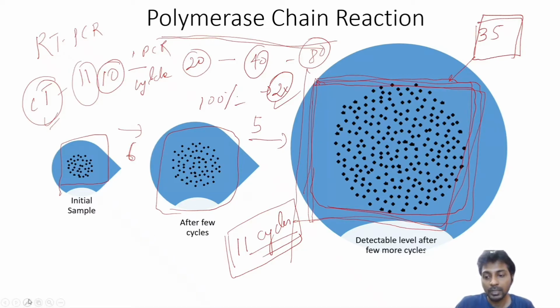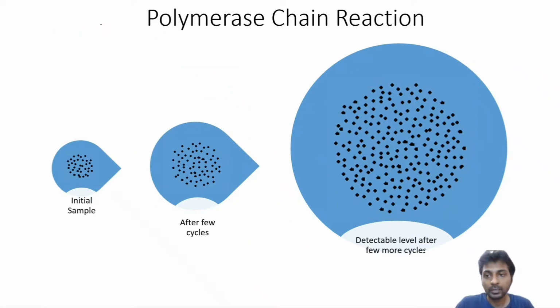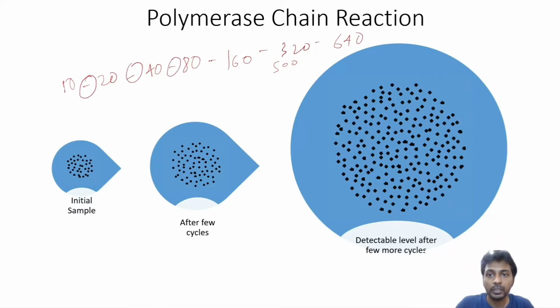Again, I'll explain how. Let's say from a person we extract 10 DNA sequences, okay? And let's say the threshold is 500. So after the first cycle, we'll have 20. After the second, 40, 80, 160, 320, 640. How many cycles did we need? 1, 2, 3, 4, 5, 6. So after 6 cycles, we have crossed this threshold limit of 500.